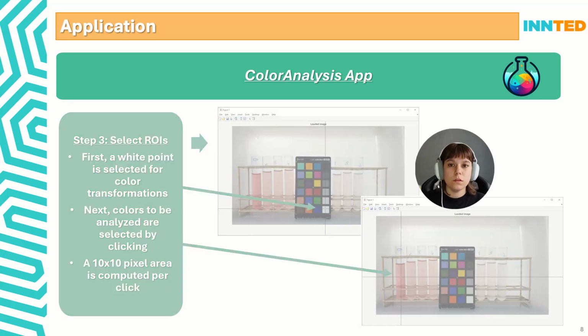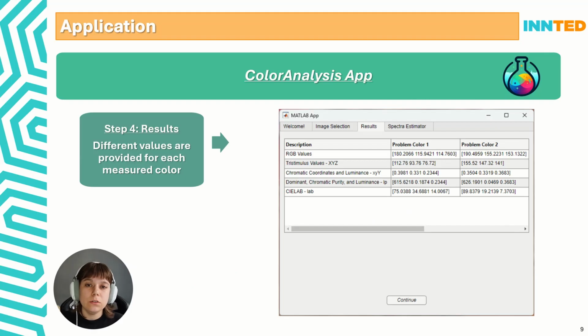In this tab, the user can see the results from the colorimetric analysis for the points they chose earlier. The data is displayed in columns, each one representing each color they chose from the image and also the white reference point. The data shown in rows represents the color descriptors such as RGB values, XYZ tristimulus values, and also chromatic coordinates and luminance, x, y, and Y, purity, color dominance, luminance, and also CIELAB descriptors. So the data is displayed clearly so the user can compare each color with its characteristics.